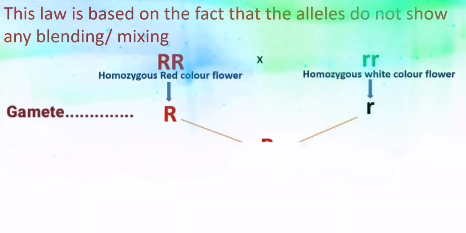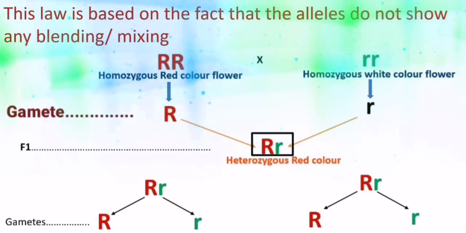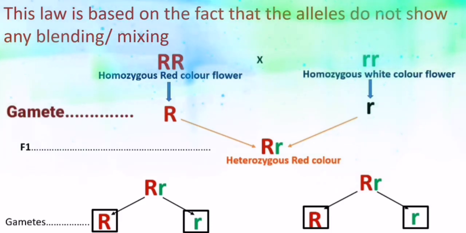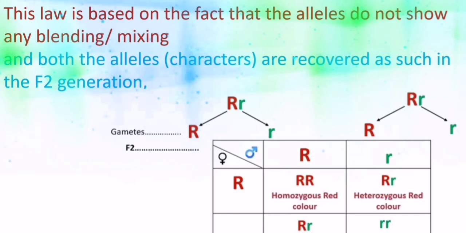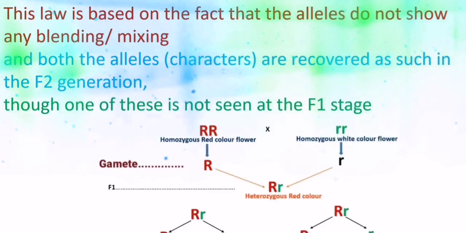So this law is based on the fact that the alleles do not show any blending or mixing. As I've told you, the alleles come together and remain together without mixing. Capital R and small r were together without mixing, and they separated out during gamete formation. And both the alleles' characters are recovered as such in the F2 generation, though one of them is not seen at the F1 stage.